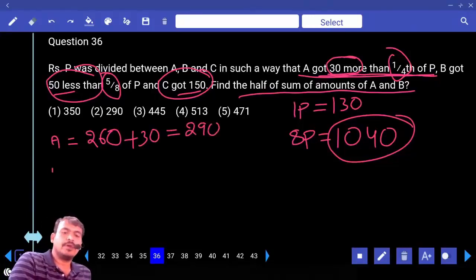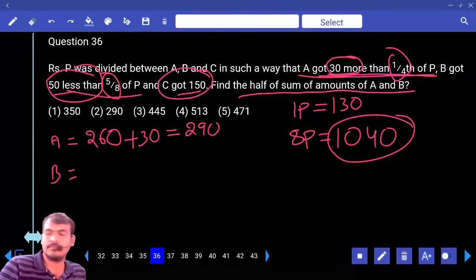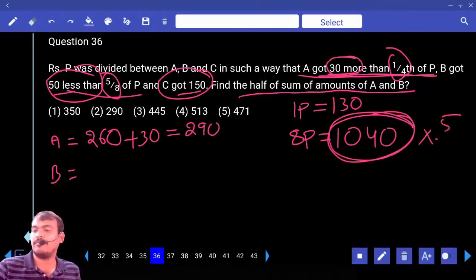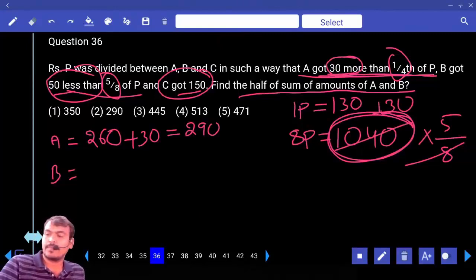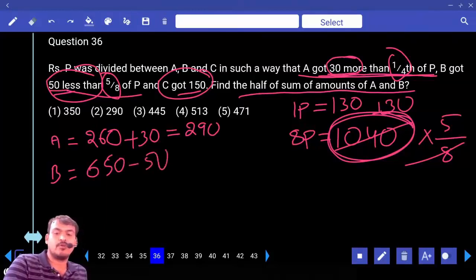Next, B got 50 less than which one? 5 by 8 value. 5 by 8 of which value? 1040. 5 by 8 of 1040: 8 times how many is 1040? 130 times. 130 into 5 is 650. Compared to 650, how many rupees less? 50 less or 50 more? 50 less. Means you get how much?